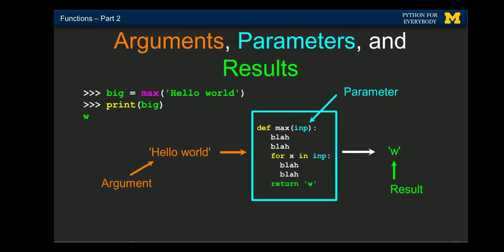So arguments, parameters and returns. Arguments are the actual values that we pass in when we call a function. Parameters are the variables that we use in the definition of the function, and results are the values that our function gives us as a result of the function.